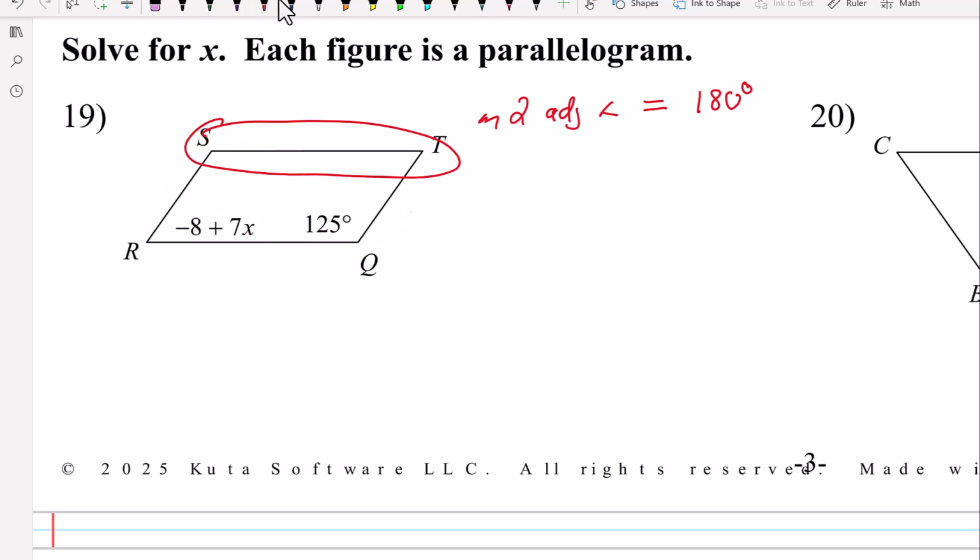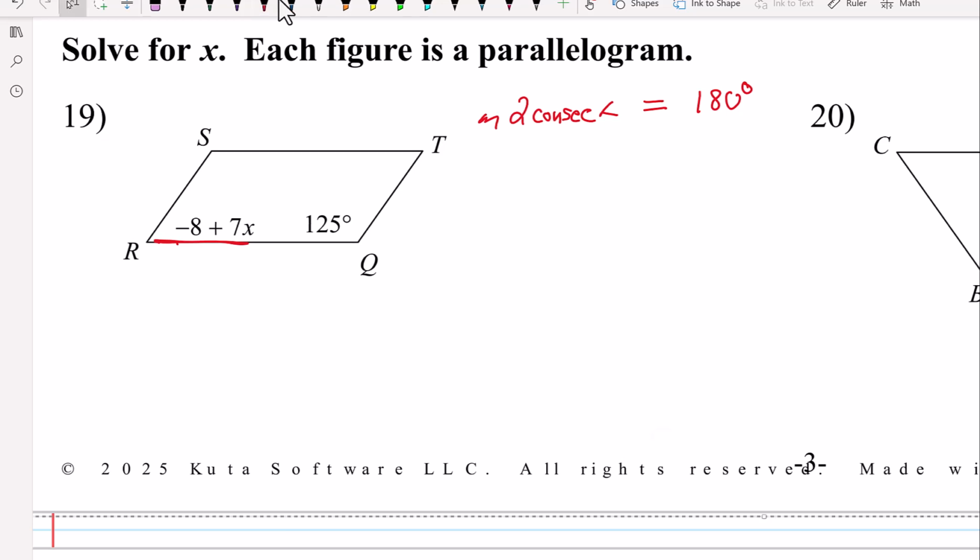As long as, I shouldn't say adjacent, because that means they share a ray. I should say consecutive, I'm sorry. So any angle and its next angle, those two add up. So we could have put the 125 here, since opposite angles in a parallelogram are the same, and maybe they want to put it here. You'd be doing the same process.